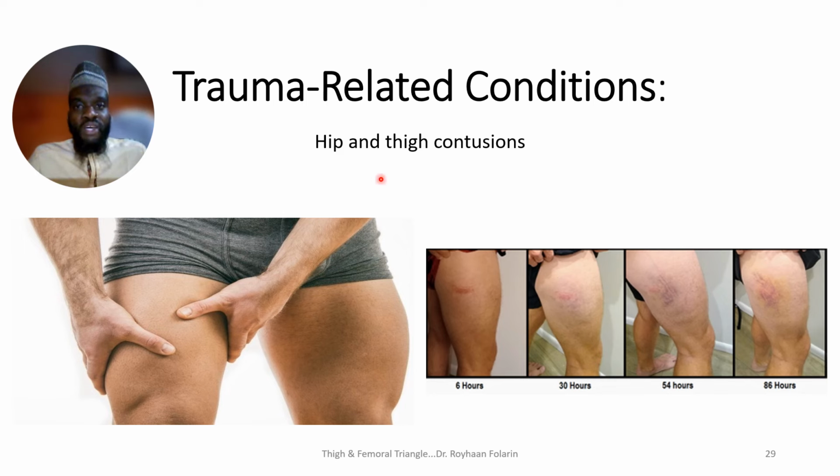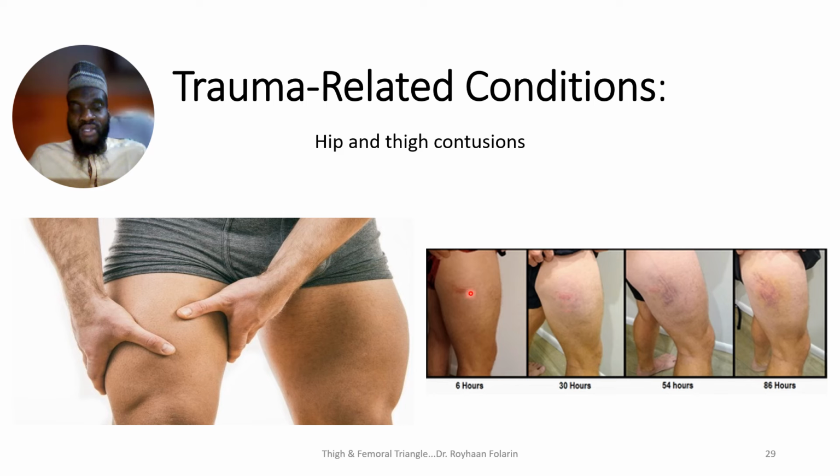So first, we have trauma-related conditions, and one of the most common is hip and thigh contusion. Contusions occur when muscles of the thigh are bruised due to a blunt force or trauma, such as during contact sports or accidents. So this leads to localized swelling, pain and bruising. So you can see this person's thigh, and then if left untreated, it continues to get worse.